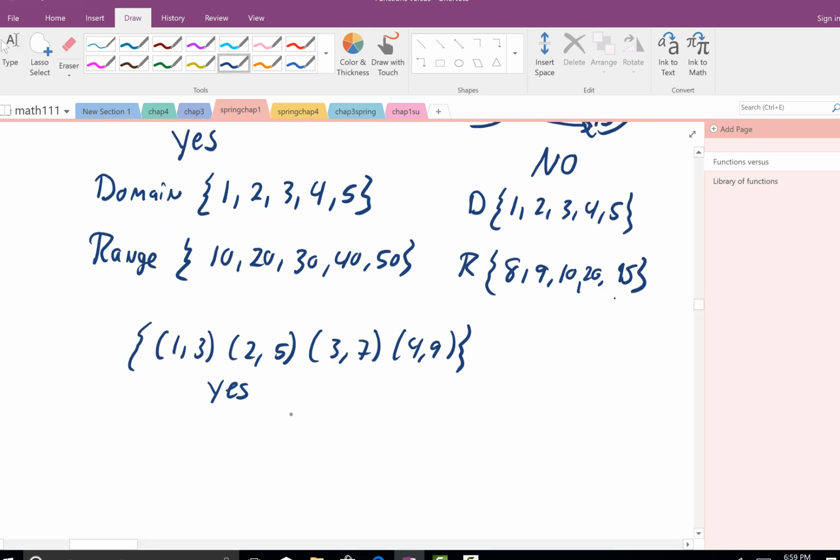What's the domain? 1, 2, 3, 4. See, I get real creative with this stuff, don't I? I got the same number every time. All right, here's the range. What's the range? Yeah, there you go.